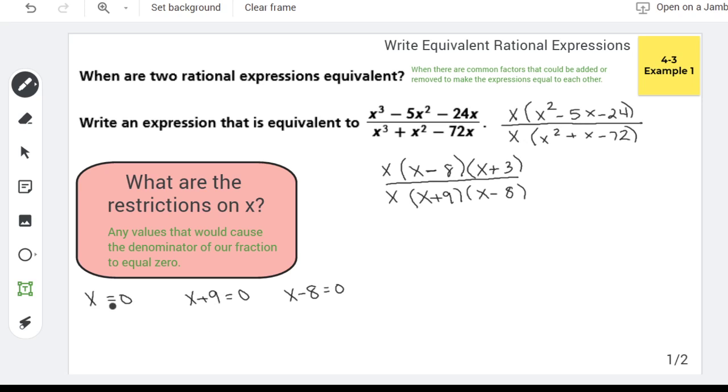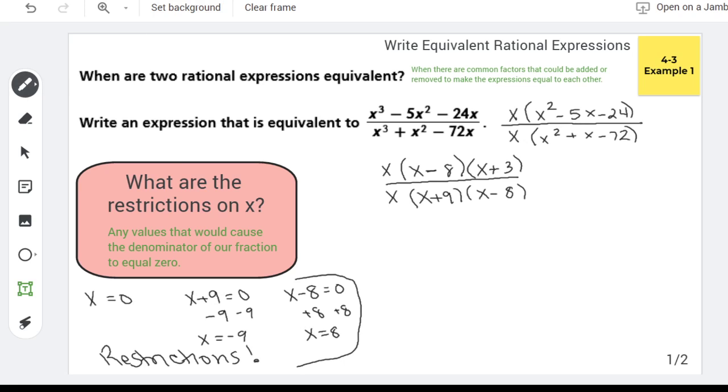On this one, the x is already equal to 0. Here, x is negative 9. And here, x is equal to 8. So these are my restrictions.